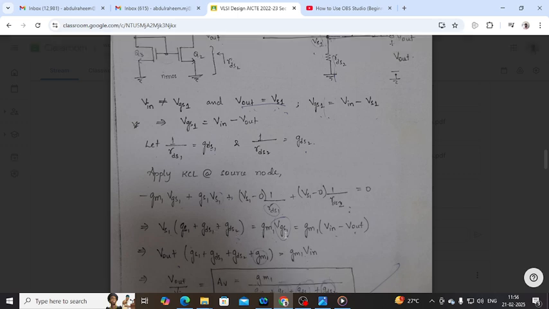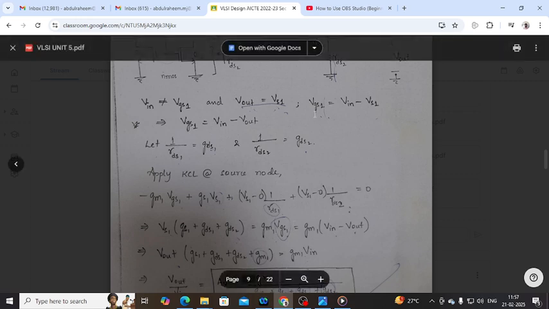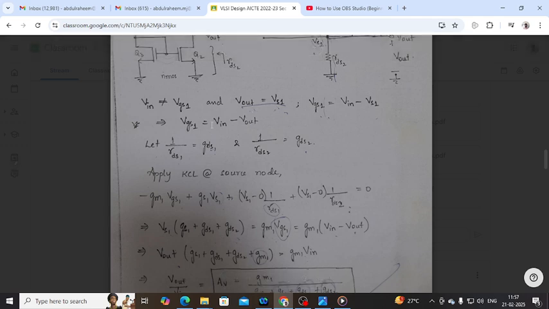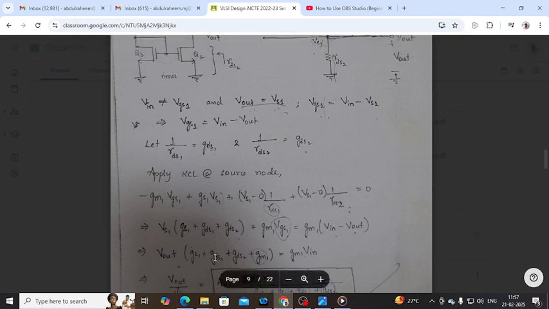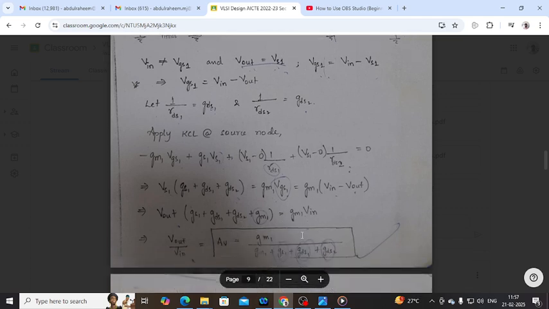So here GM into VGS1, when you take this out, it can be written as GM into input voltage minus V out. So this is GS1, input voltage minus V out. So finally V out I can write as GS1 plus GDS1 and GDS2 and GM1. And finally, I can write GM into V1.